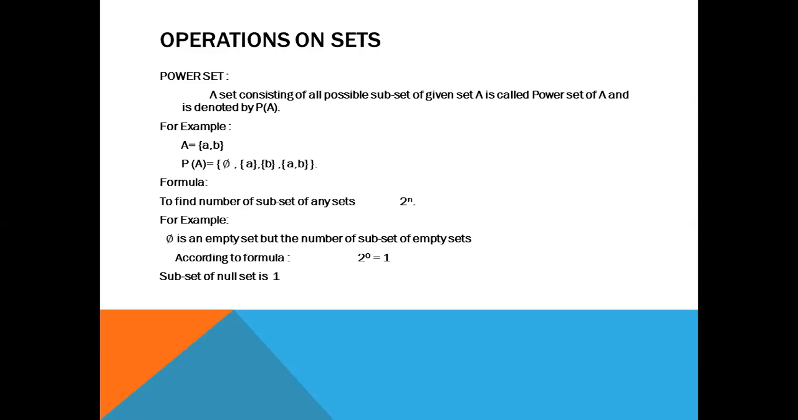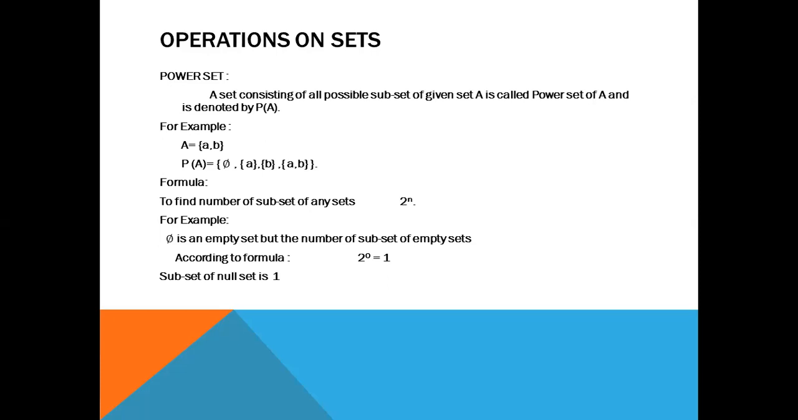A set consisting of all possible subsets of a given set A is called the power set of A and is denoted by P of A. We read this as P of A. For example, A is equal to {a, b}. We have two elements, a and b.